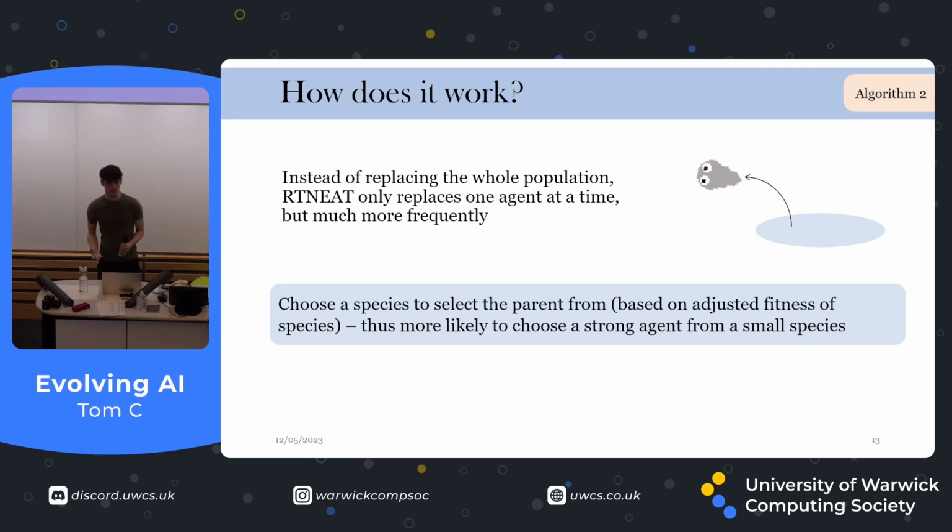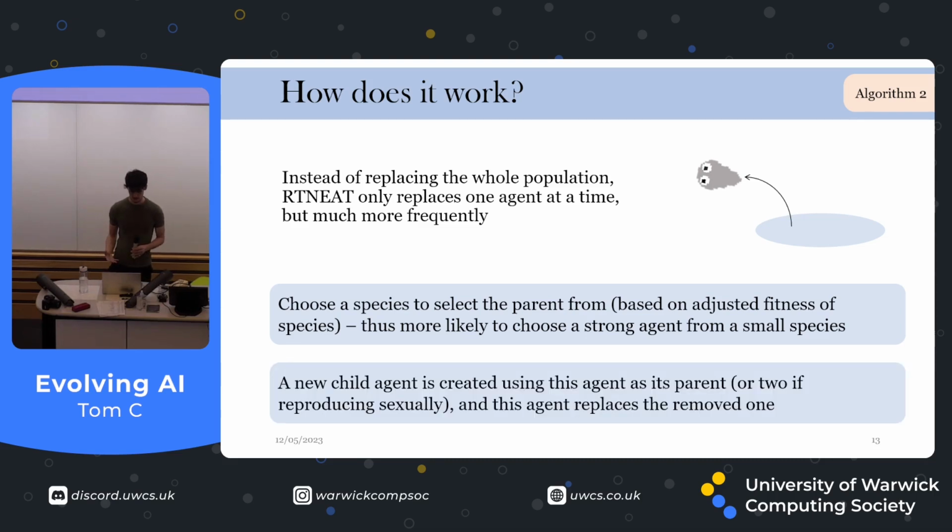This is based on the adjusted fitness, which is essentially the fitness of these agents adjusted for their age and their species. So large species are given a negative bonus, I guess, so they are less likely to be picked because there's already a lot of them. We want to favor the smaller species to give them a chance to prove to be well-performing.